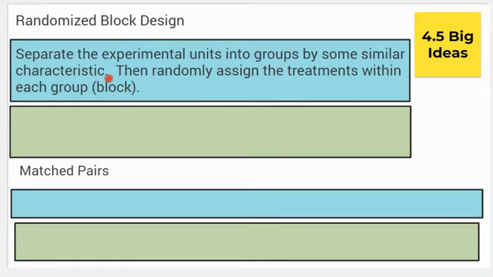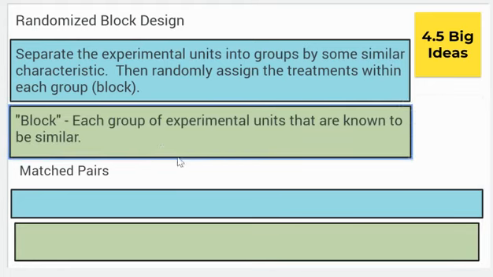Then once we have those groups, and by the way, those groups are called blocks, we randomly assign the treatments within each group. Now, what this does is it assures that each treatment is going to get a few from every single group, and that is called randomized block design. Another thing that we want to define here is what is a block. A block is each group of experimental units that are known to be similar in some way. So these groups that we are creating are called blocks.